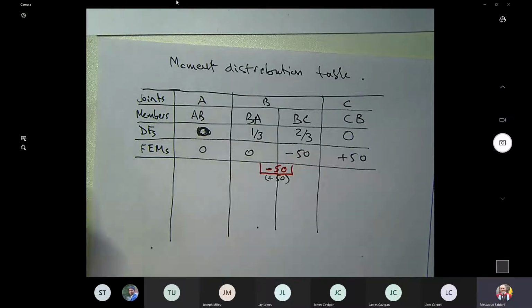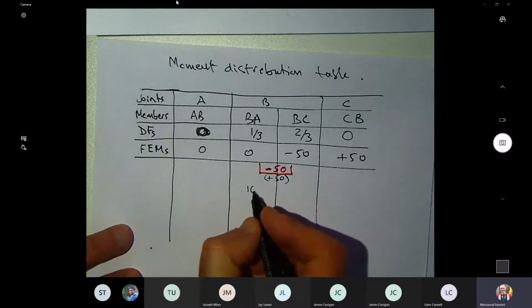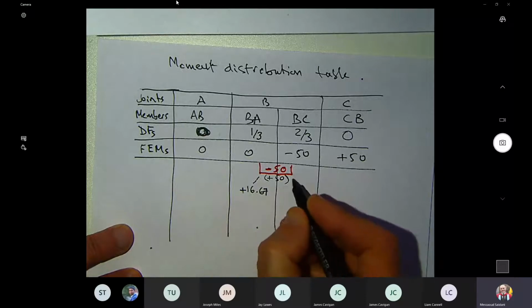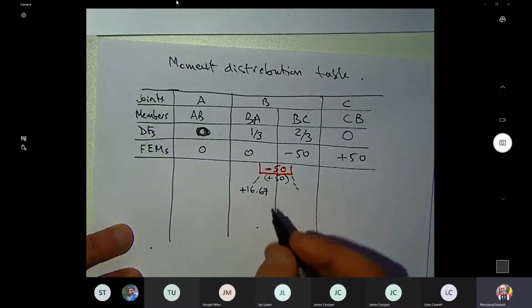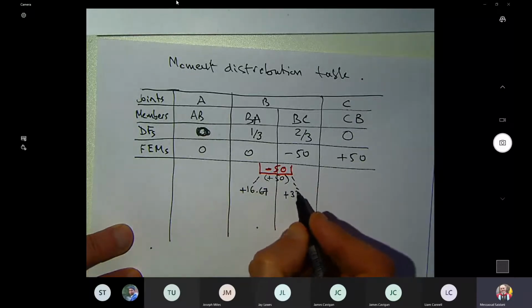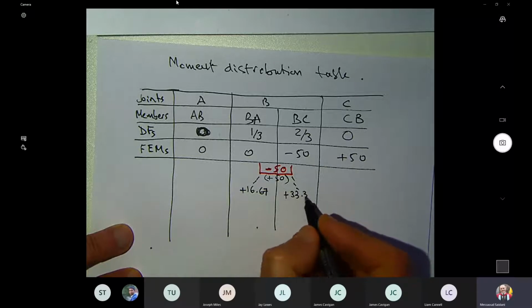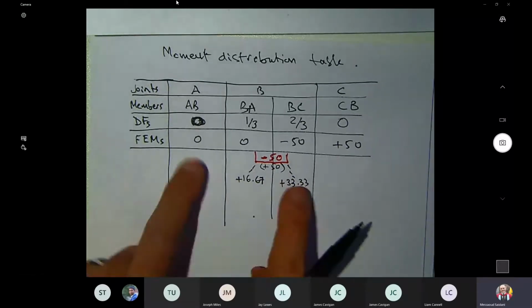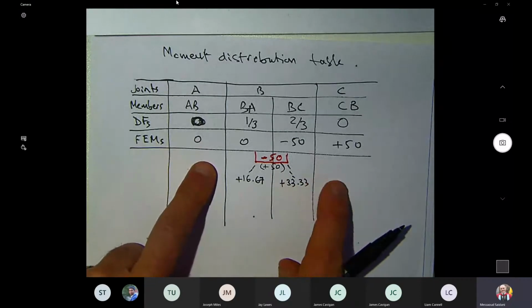What is 50 times 1/3? You can leave it as a fraction, I don't mind. I've got 16.67 plus. Okay, so this is balancing, and this is balancing here. And we have, please check them, 33.33. Okay, so do we carry over to A and C? Yes, because they are fixed.